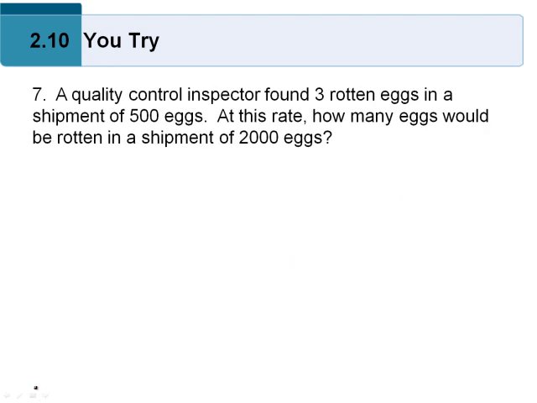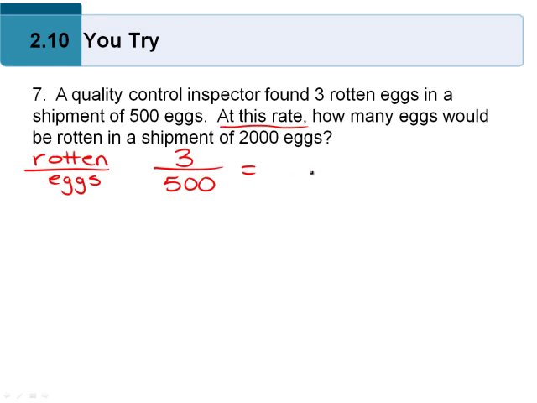All right, let's see. Number 7. A quality control inspector found 3 rotten eggs in a shipment of 500 eggs. Ugh, what a job. Okay, at this rate, how many eggs would be rotten in a shipment of 2,000 eggs? Okay, so here's what we have. We have rotten over all of the eggs, right? So he found 3 rotten eggs out of 500 in the shipment. Okay?